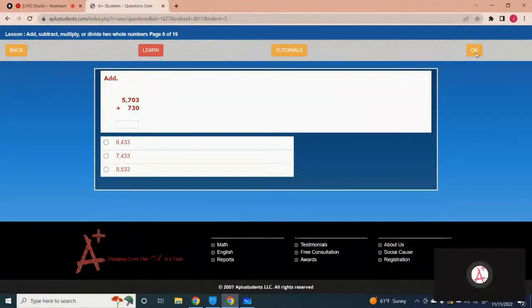Okay, the next one is you have to add 3 plus 0 is 3. 0 plus 3 is 3. 7 plus 7 is 14. You have to add, not multiply. 4 and carry 1. So it would be 6,433. Got it?